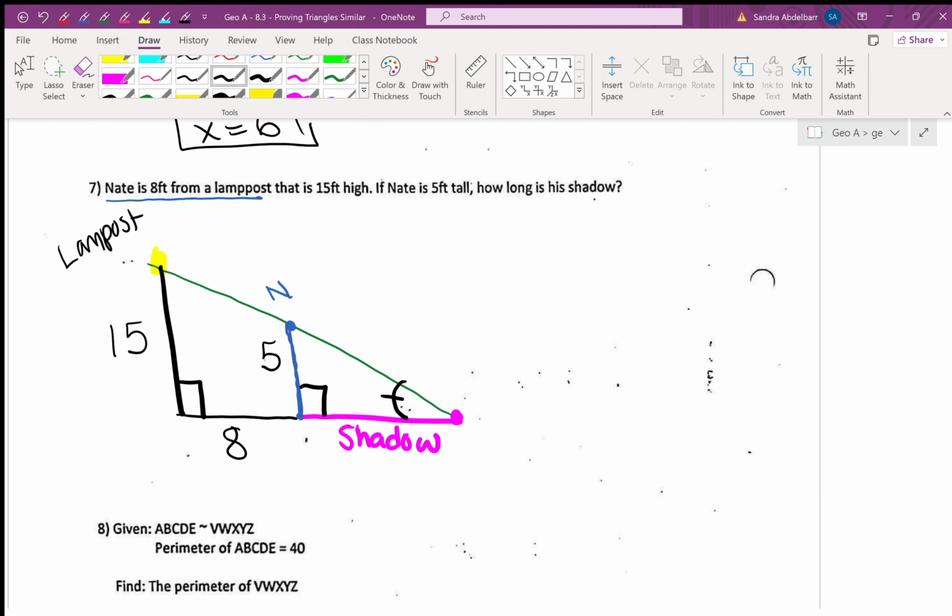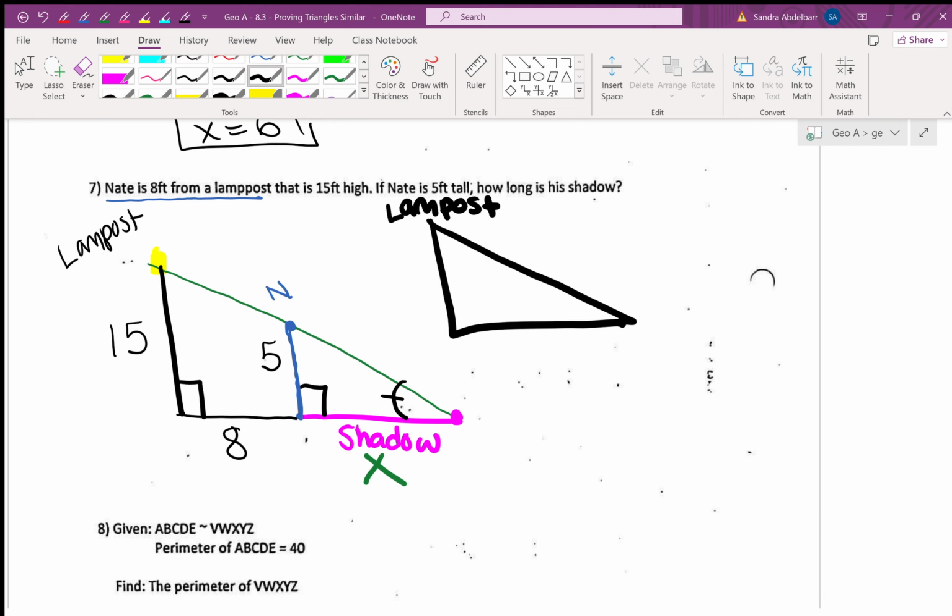So now, what do we ask to find? How long is his shadow? Can I call that X? Called his shadow X. Before I set up the proportion, I need to redraw the triangles. So I'm going to have the lamppost triangle, which is the big one. That's the lamppost triangle. This is 15.